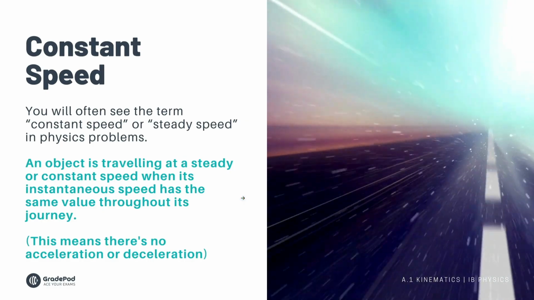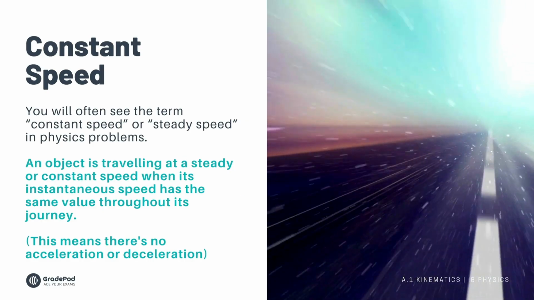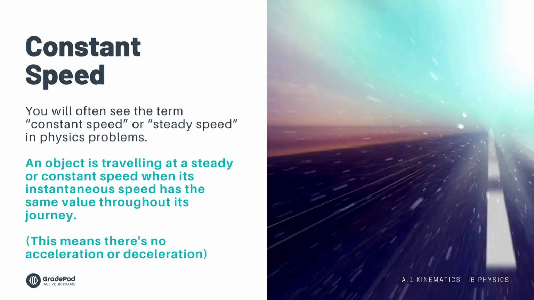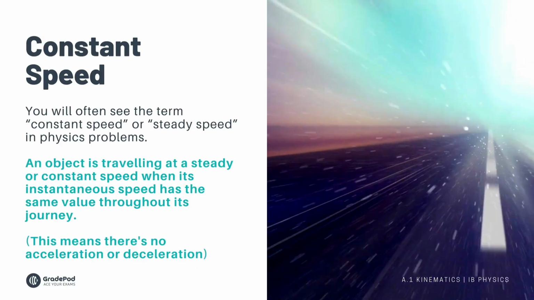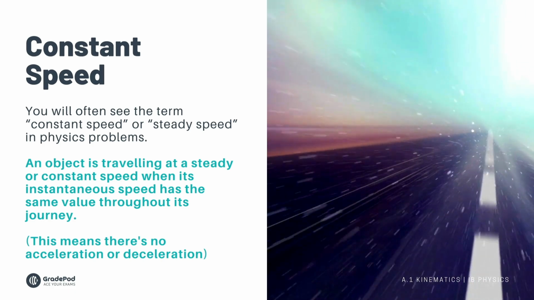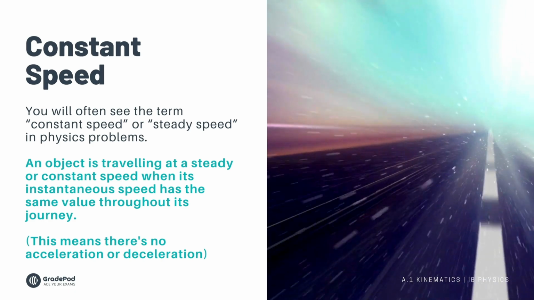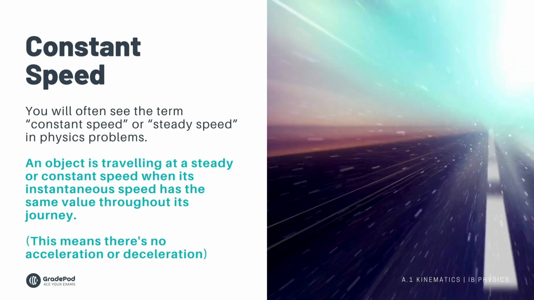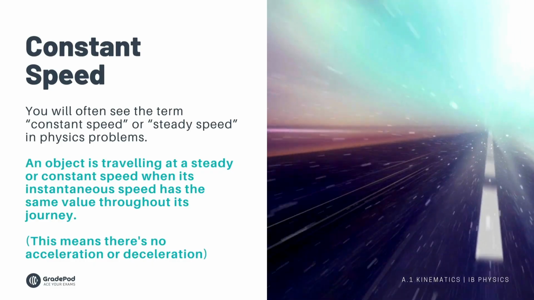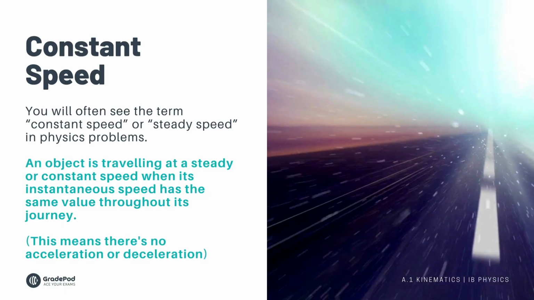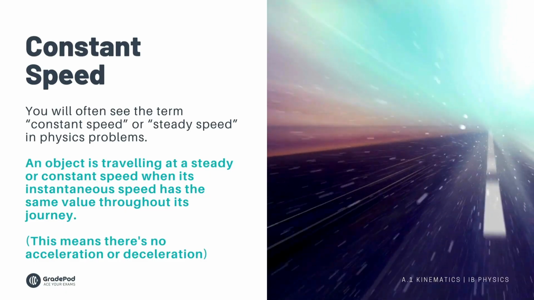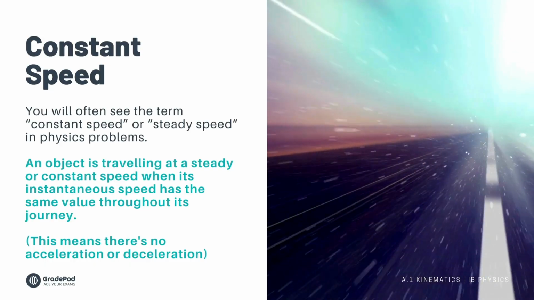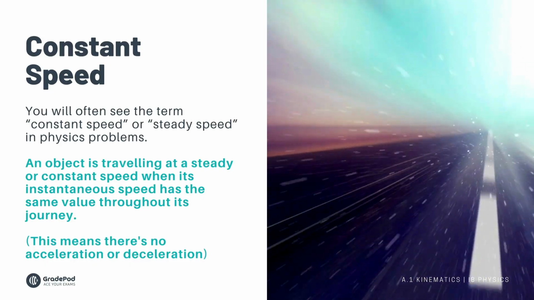And the final term I want you to be aware of is something called constant speed. You're often going to see the term constant speed or steady speed in exam problems. For the purposes of kinematics, what that means is that the object is travelling at a steady or constant speed and its instantaneous speed has the same value throughout its journey. It means there's no acceleration or no deceleration. But if you see constant speed or steady speed in a forces problem, that means there's no resultant force acting on the object.